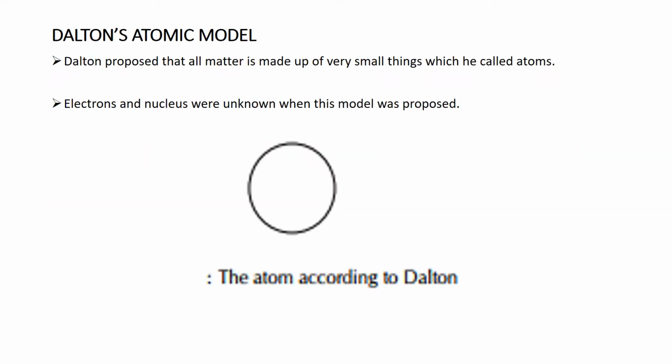Let us look at Dalton's atomic model. So Dalton proposed that all matter is made up of very small things, which he called atoms. And during this time, when Dalton proposed his atomic model, electrons and the nucleus were unknown. That is why Dalton's model is just a sphere with nothing. It is because most of the things were not discovered about the atom.